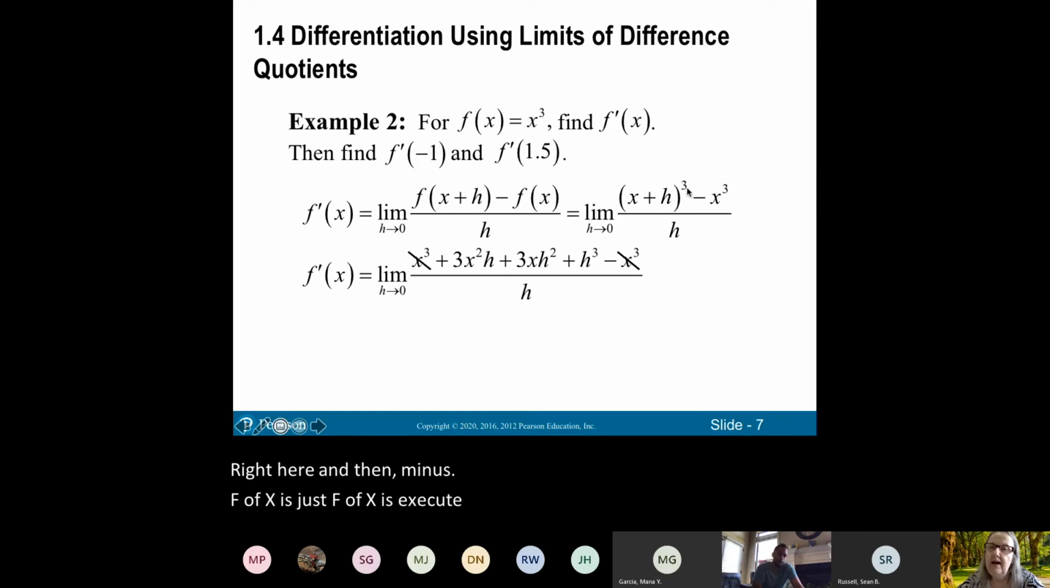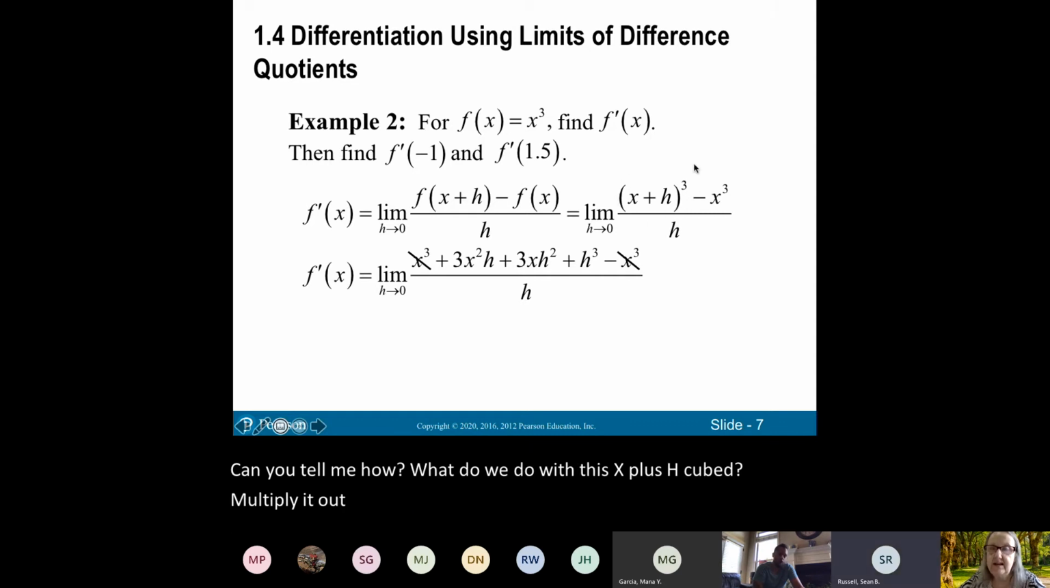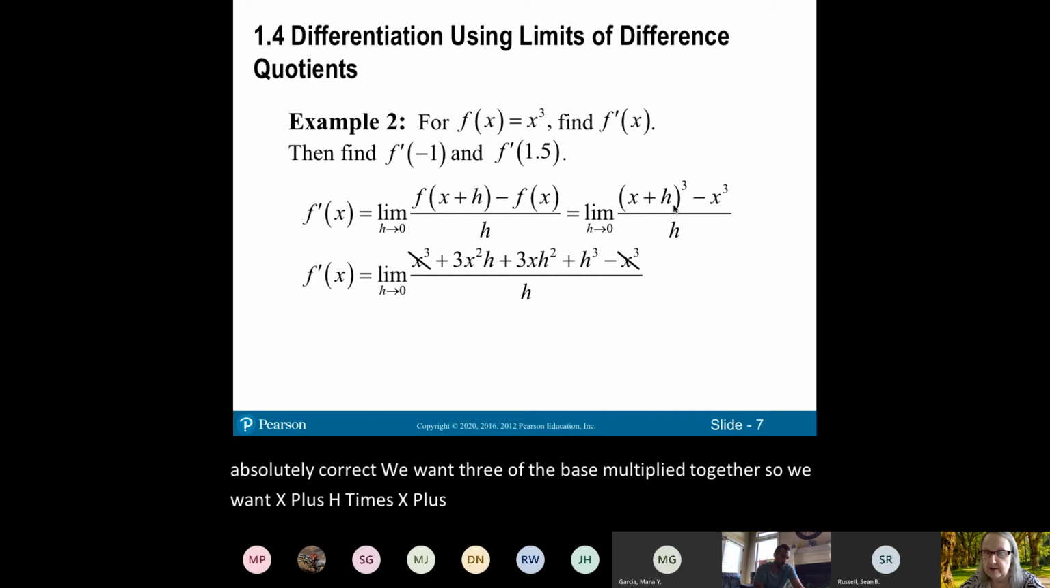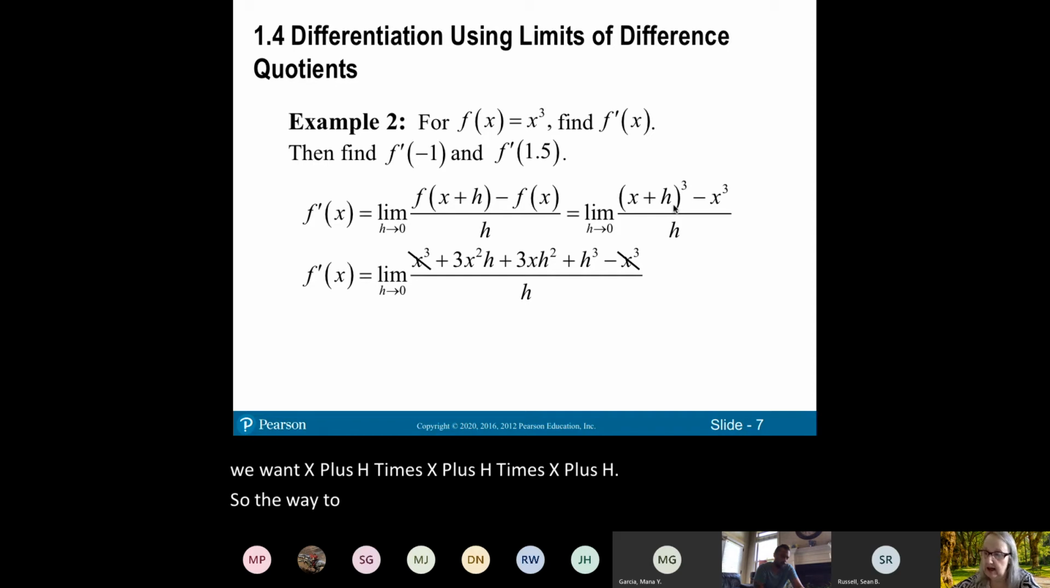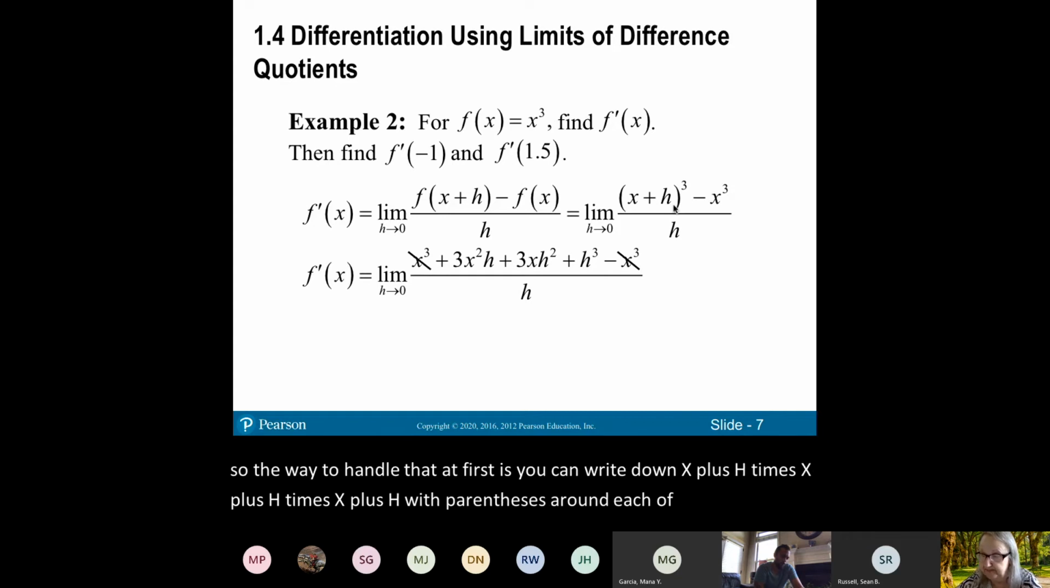Okay, so can you tell me what do we do with this x plus h cubed? You multiply it out 3 times. Yes, that's absolutely true. You're absolutely correct. We want 3 of the base multiplied together. So we want x plus h times x plus h times x plus h. So the way to handle that at first is you can write down x plus h times x plus h times x plus h with parentheses around each of the x plus h's.